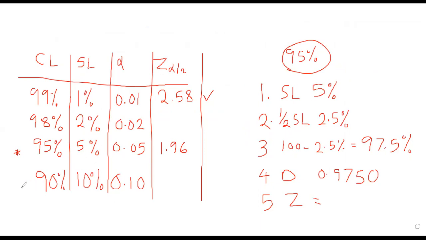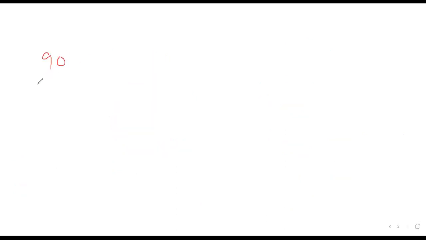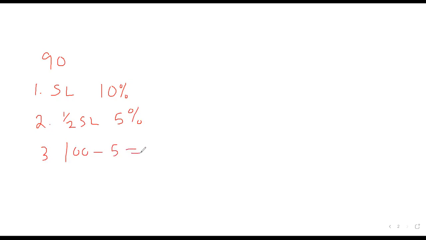Let's try 90% together. Step 1, find the level of significance, which is what? 10%. Good. Then step 2, we need to find half of the significance level, which is 5%. Good. Then 100 minus 5, which is what? 95. Then we change the 95 into decimal, which is 0.95.